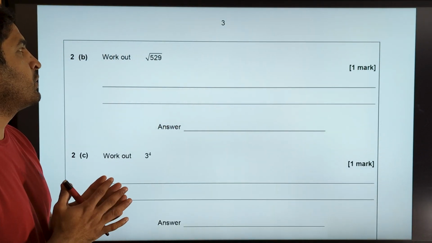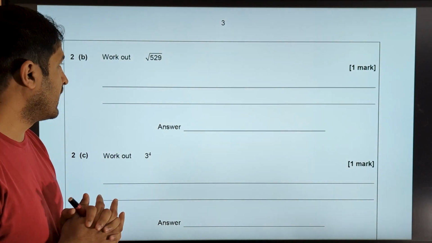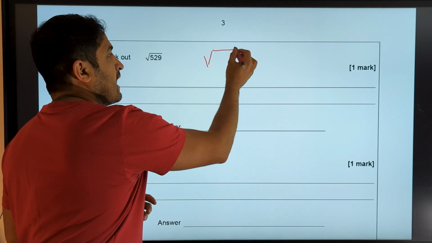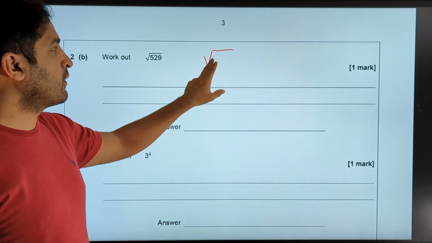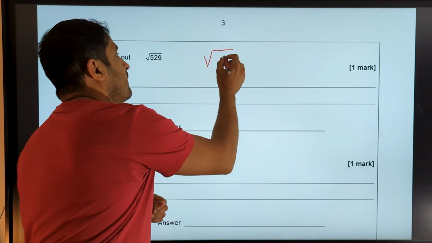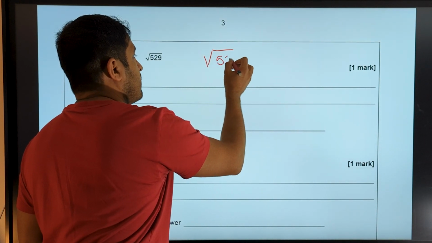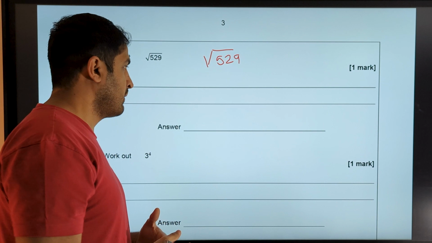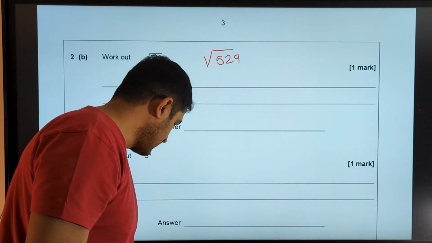2b, work out the square root of 529. Okay, so again, on some calculators you have to press the square root button and then key in 529, and that will give you the answer. Whatever the answer works out to be, you just need to key in those numbers.